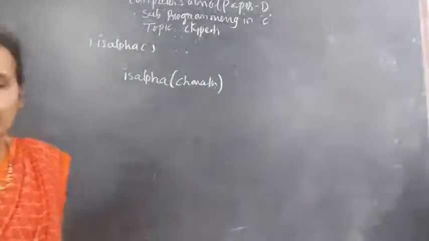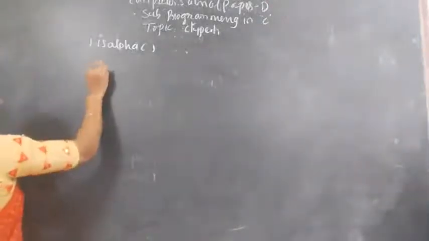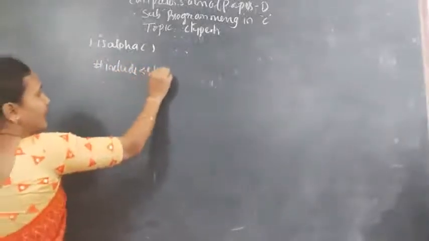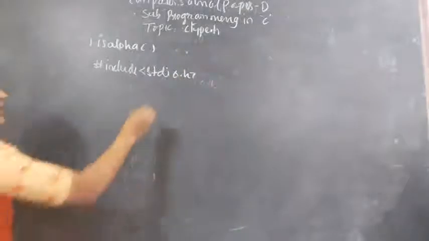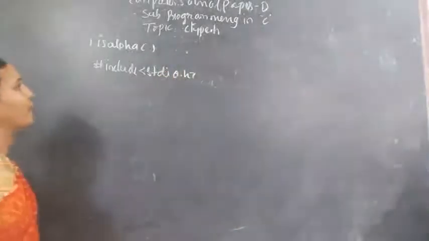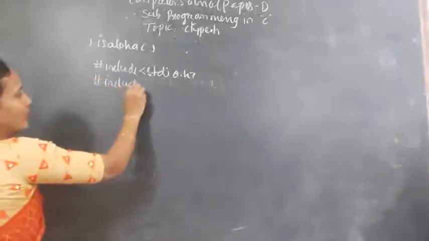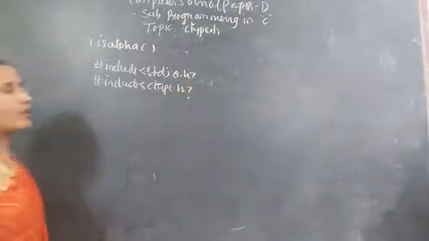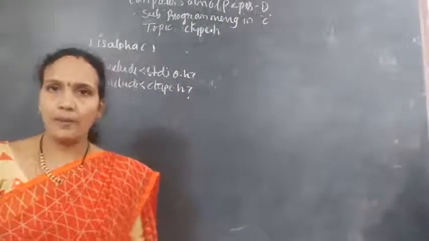Now, I'll give you a simple example program. The same example you can follow for all the remaining functions also. Hash include stdio.h, the standard input and output header file, because I am using printf and scanf. Next, what do I have to include? Hash include ctype.h. Because I am using character functions, you have to include this header file in your program.